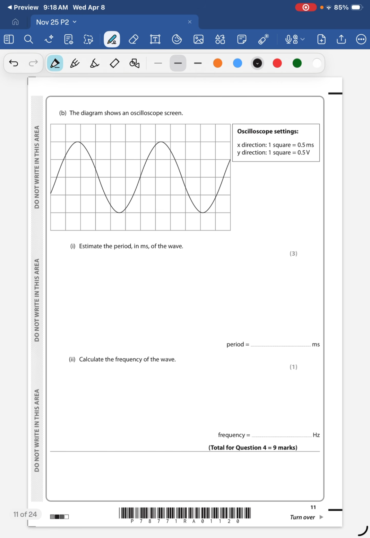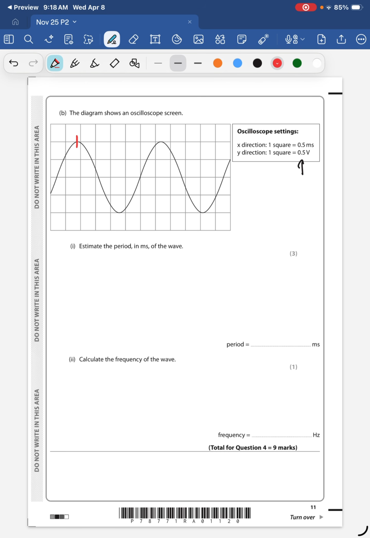So let's move on to part B. The diagram shows an oscilloscope screen. One square in the x direction is 0.5 milliseconds, and one square in the y direction, I'm reading the information over there, is 0.5 volts. Estimate the period in milliseconds of the wave. So you can see, you can count.